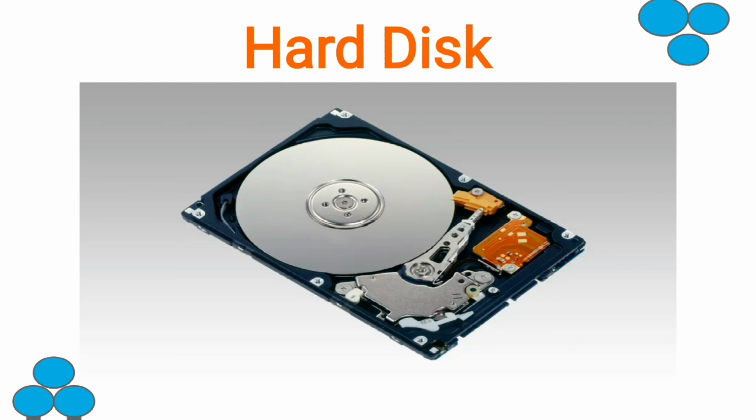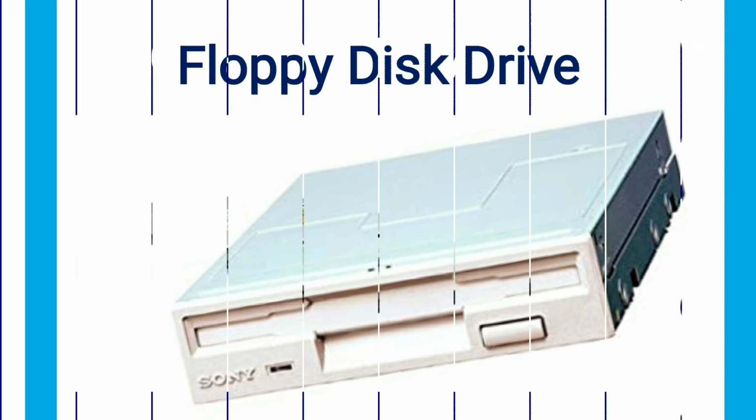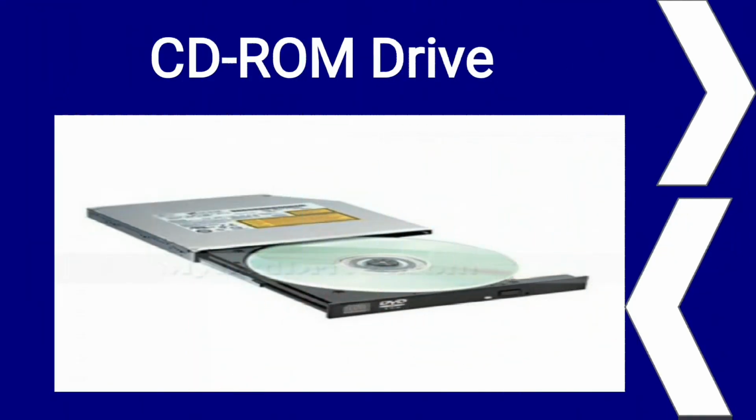Now we'll see the next one, the floppy disk drive. We use the floppy disk drive to insert the floppy disk to read and save data on it. The floppy can be inserted and removed as required. Here there is a demo image. Last one, the CD-ROM drive. You can see the picture here. The CD-ROM drive is used to insert the CD to read and write on it. The CD can be inserted and removed as required.